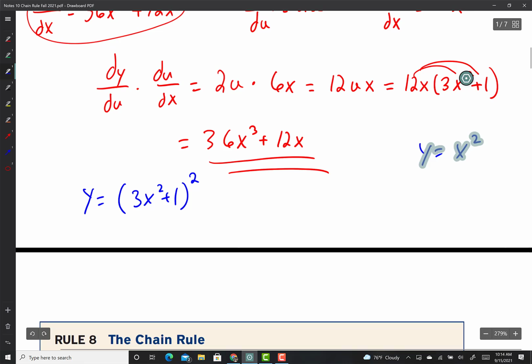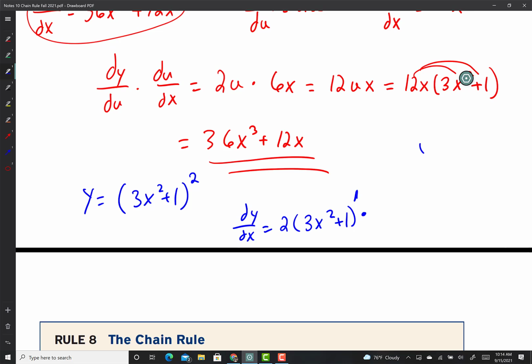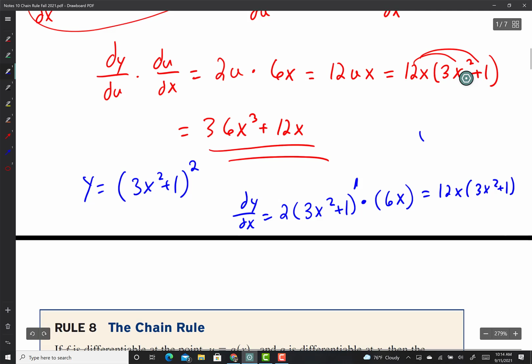When I say take the derivative of the outside, you hold the 3x squared plus 1 like it was a variable. So you're going to go dy/dx is equal to, bring the 2 to the front, leave the inside alone, 3x squared plus 1, subtract 1 from that power, 1, times the derivative of the inside. What's the derivative of 3x squared plus 1? And that is your chain rule. See? That turns to 12x times 3x squared plus 1, which is exactly what we had up here. See? And then that gets you that. Does that make sense?